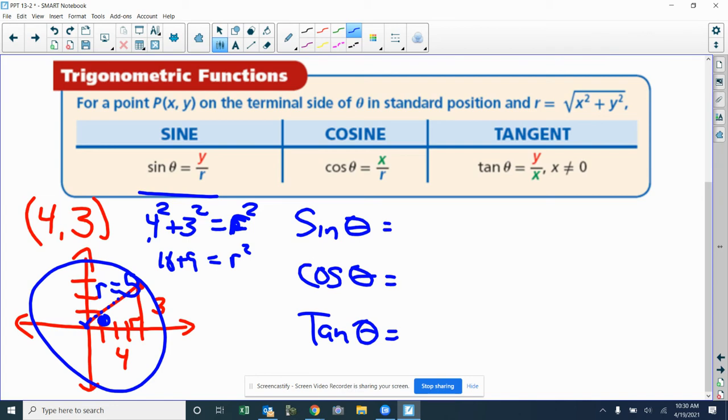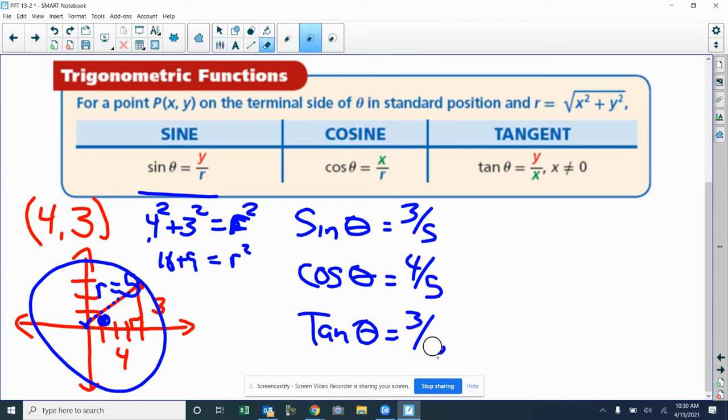So if you got your reference angle, you can still use SOHCAHTOA, or you know that the sine is your y value. The y value is what? 3 over my hypotenuse of 5. Cosine is 4 over 5. Tangent is 3 over 5. Wait, you got 3 over 5 for 2 of them? Tangent is 3 over 4. Thank you.